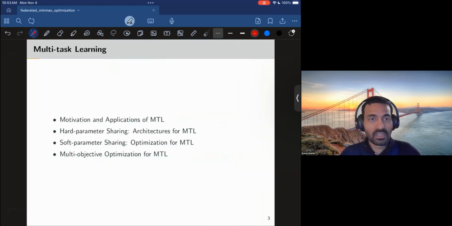So in the last lecture, we talked about multitask learning, and this was briefly the outline we discussed. First, we introduced some motivations and applications for multitask learning, where you want to learn multiple tasks simultaneously. And there were two broad paradigms we discussed. One was hard parameter sharing, where we explicitly decide which parameters of the network are shared across tasks and which are exclusive to individual tasks.